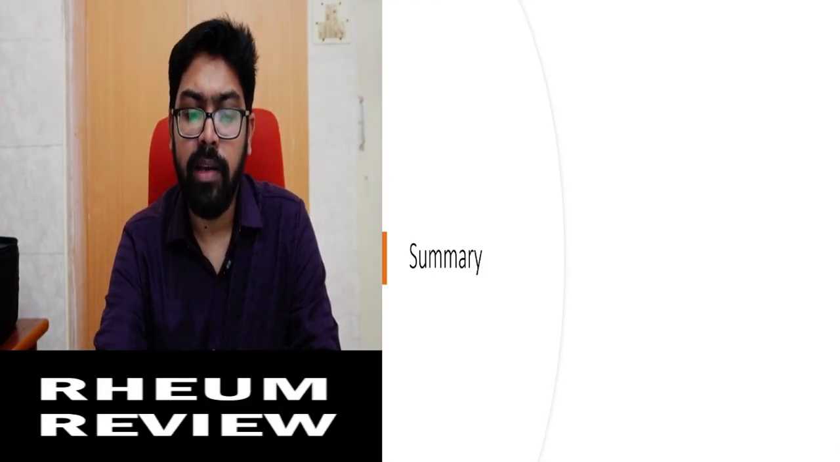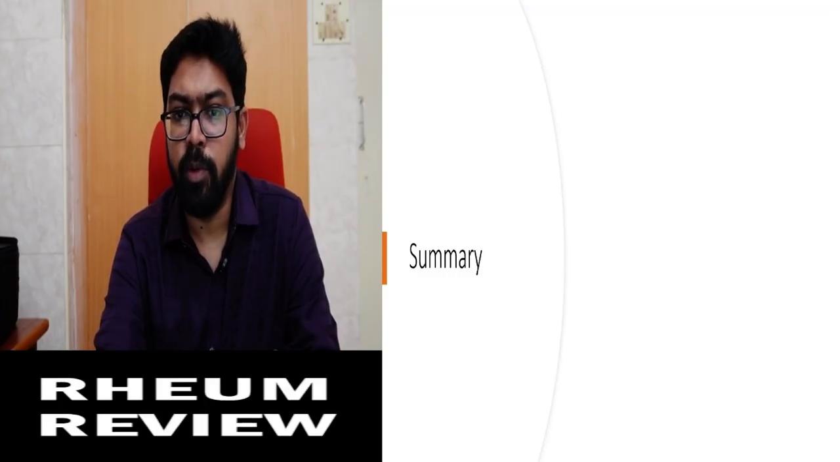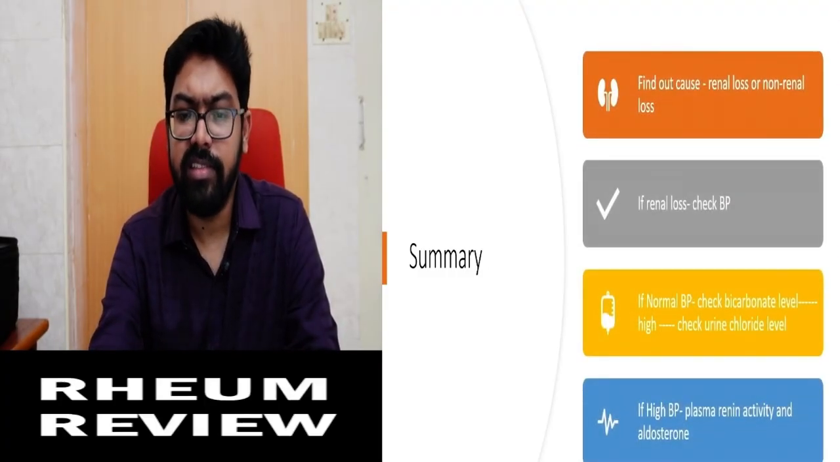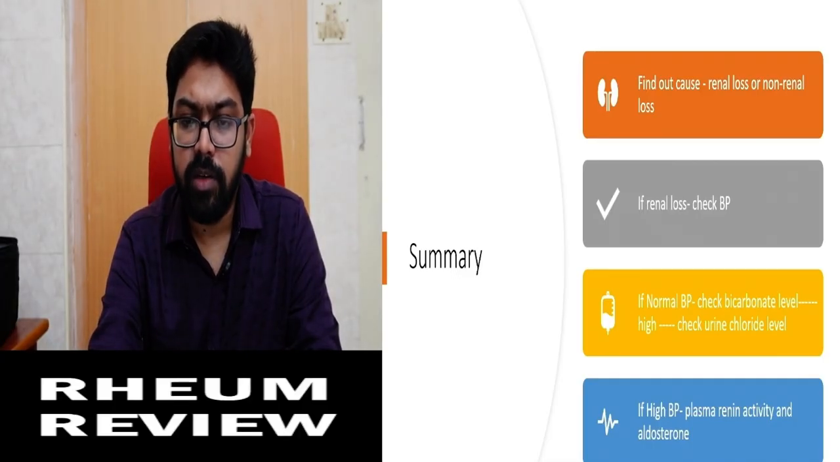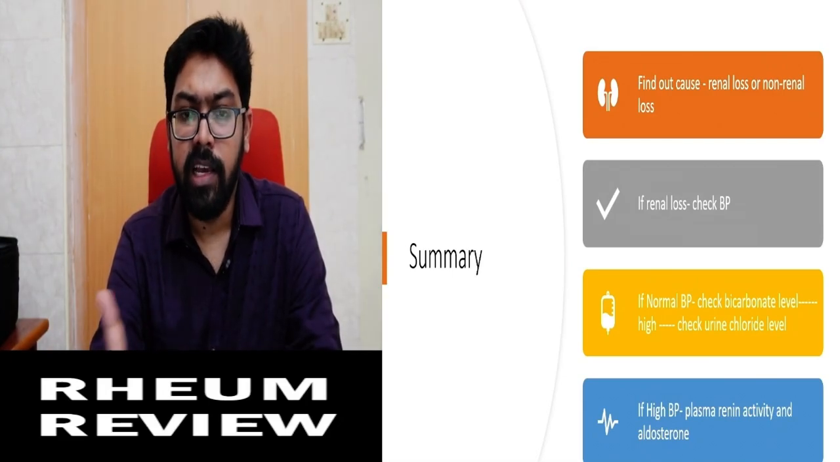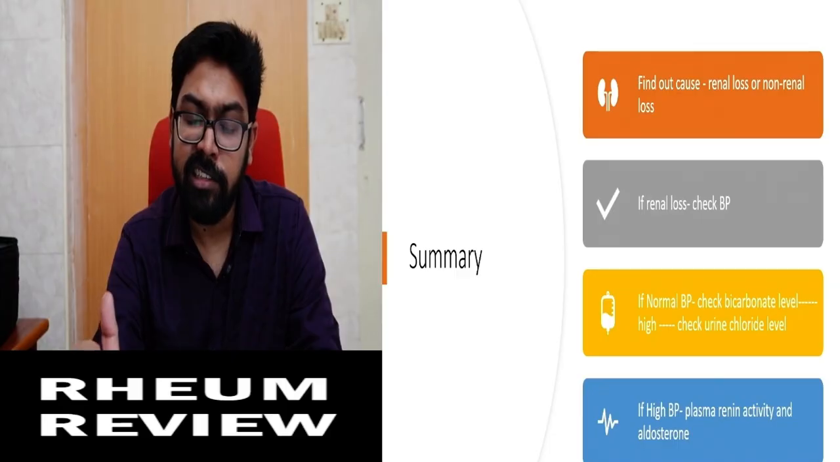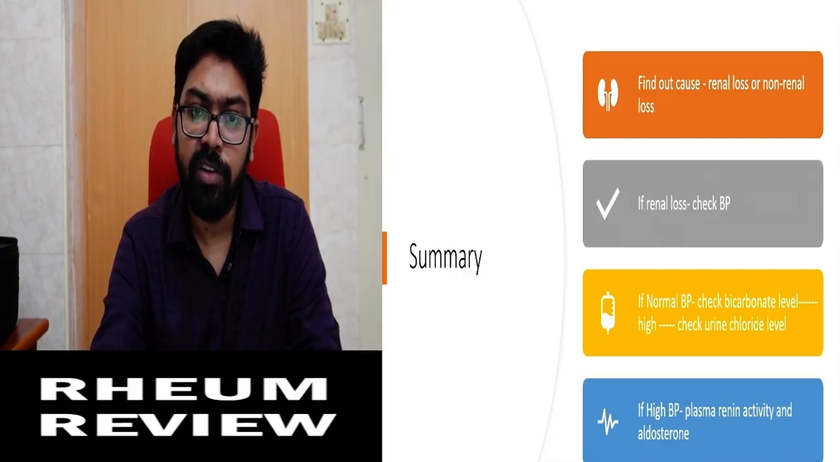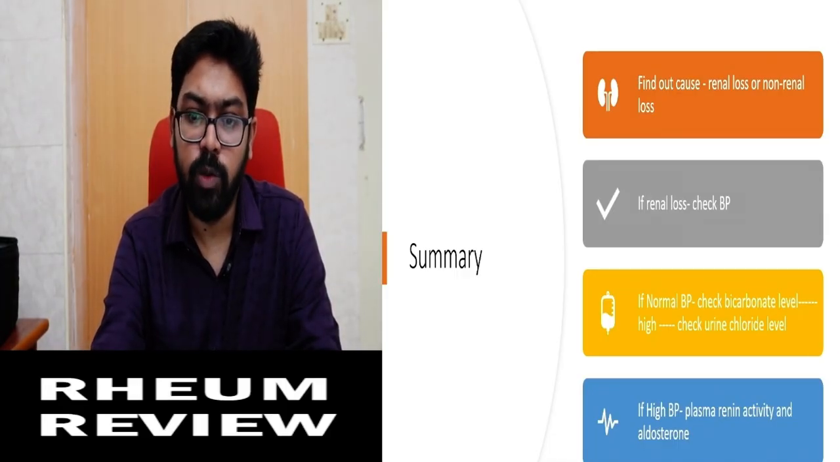Now we will summarize the approach towards hypokalemia. This is a simple summary, and as a physician, you should always remember it. First, our job is to find out the cause, whether it's a renal loss or a non-renal loss. If it's a renal loss, check the BP of the patient. If the patient has normal BP, check the bicarbonate level. If it is low, the differential is renal tubular acidosis.